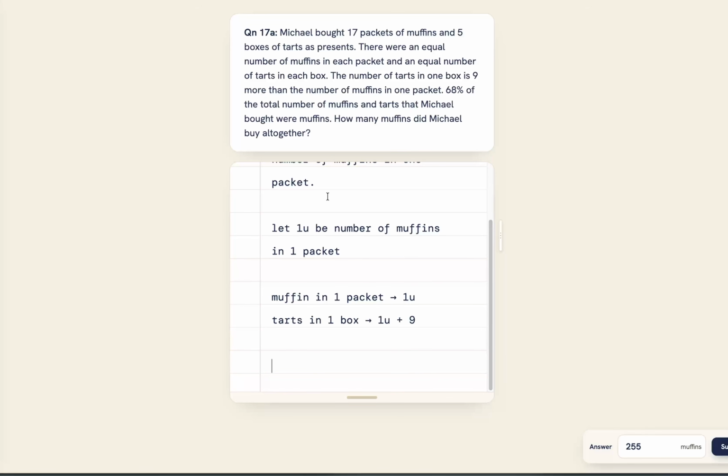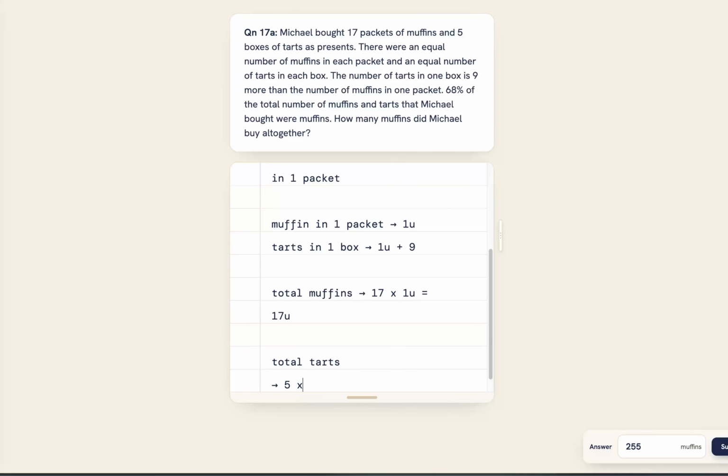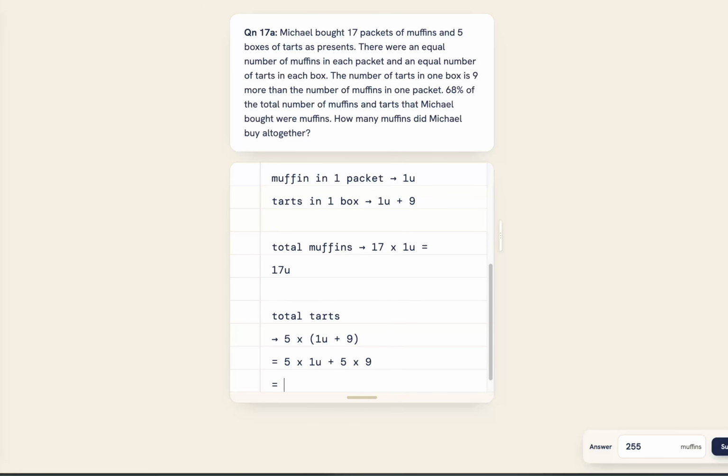Okay, so from here, we want to find the total muffins. Since it's 17 packets of muffins, which is basically 17 times 1 unit equal to 17 units. Then total tarts is equal to 5 times bracket 1 unit plus 9. And this is equal to 5 times 1 unit plus 5 times 9. And this will be equal to 5 units plus 45.